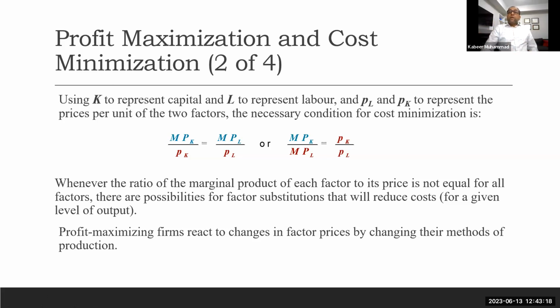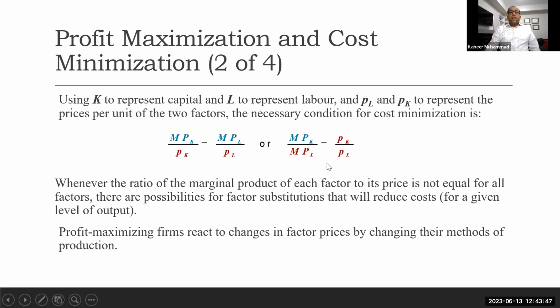Now, how can we write it mathematically? We write it here. The marginal product of capital, where K represents the capital, divided by the price of capital should be equal to the marginal product of labor divided by the price of labor. Here we are assuming there are two factors of production. One is capital, which is in the shape of machines and all these things. The other one is labor, the human resource we are using.